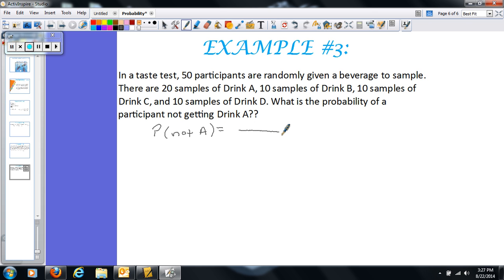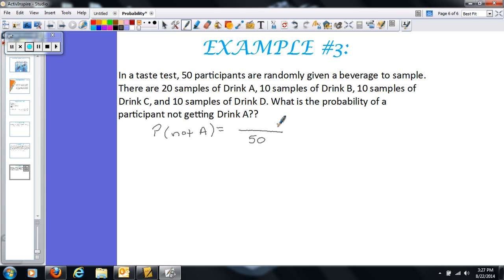So again, you can either find the total favorable or the total possible outcomes. I think finding the total possible outcomes first is the easiest. So 50 participants are randomly given drinks, 20 are A, 10 are B, 10 are C, and 10 are D. So how many possible outcomes do we have? So when it's basically saying how many different possibilities are there. Okay, well there's going to be 50 people drinking it, which means there's going to be 50 possibilities.